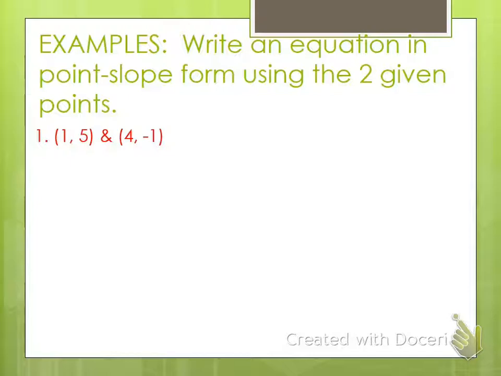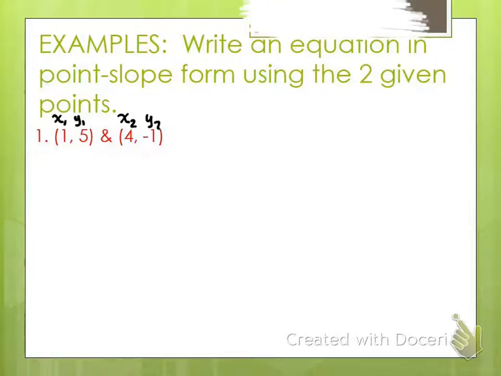All right, our first example, write an equation in point-slope form using the two given points. Our first step on all of these, if we're given 2 points, is going to be to find the slope. If before you get started you want to put a little x1, y1, x2, y2 above these, go ahead and do that. If you also want to write out the formula for slope somewhere where you can see it, go ahead and do that too.